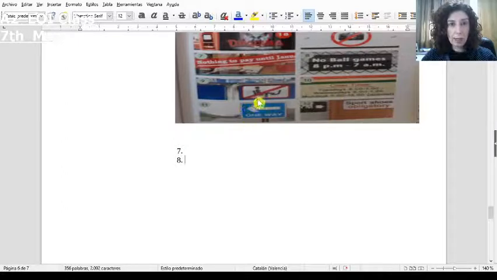Number 9. Look at this sign. A person is standing on the train. The feet are on the seat and it's prohibited. No feet on the seat. Está prohibido poner los pies encima del asiento.